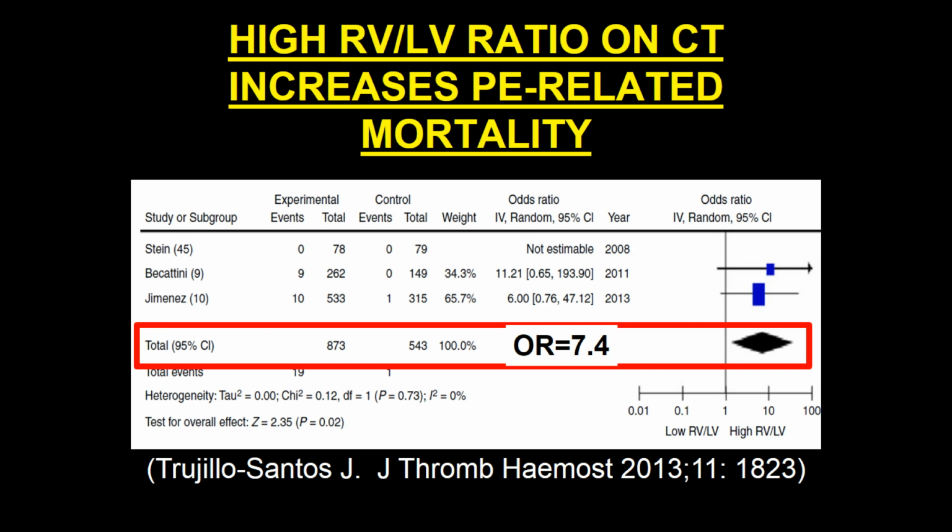And in a meta-analysis of trials that studied the right ventricular to left ventricular diameter ratio on chest CT scan, it turned out that those patients who had a high RV to LV ratio on CT had a 7-fold increase in pulmonary embolism-related mortality.